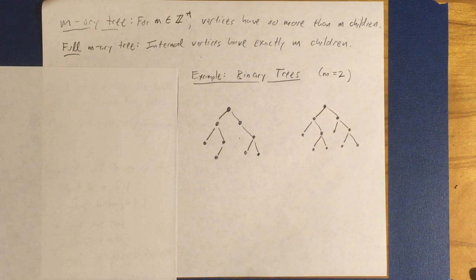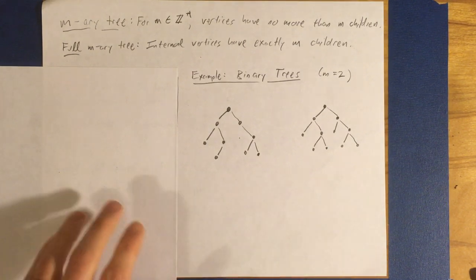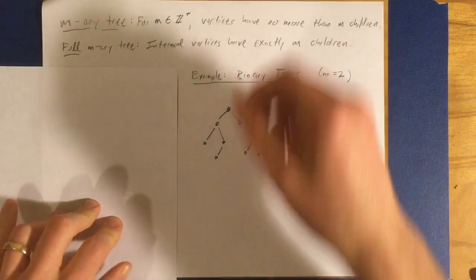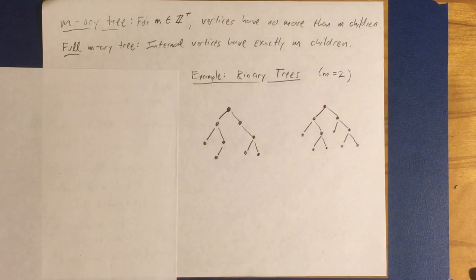Okay, so continuing on with our 11.1, we're going to talk about m-ary trees. An m-ary tree is a type of tree that has a limit on the number of children vertices can have. So m would need to be some specified positive integer. And an m-ary tree is one in which vertices have no more than m children.